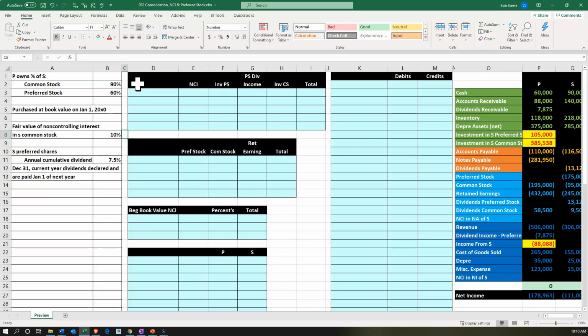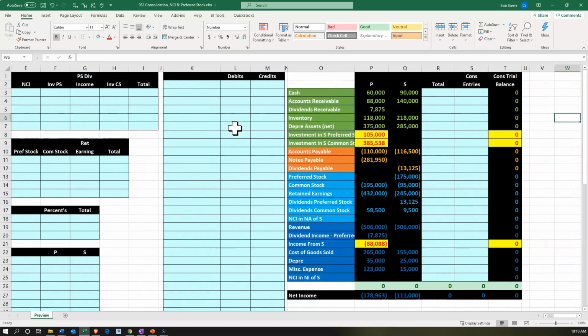And then on December 31st of the current year, dividends were declared and are paid on January 1st of the next year. So that means we're going to have an intercompany receivable payable with regards to the dividends that we'll have to deal with. Okay, so then if we think about our worksheet, let's take a look at our worksheet first.